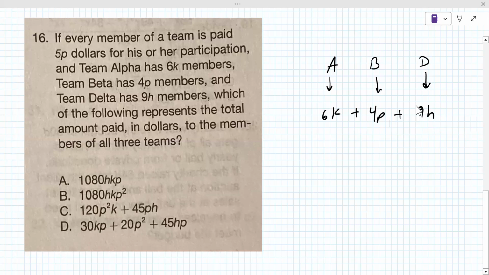So one of the things you might notice right away is there's only one answer where they're added together. C has 2 added together, but not all 3 of them. Now we can figure out where the other one comes from because each team is paid $5P. That means you're multiplying everything by 5P. So we did some problems like this a while back where you take what's on the outside and you distribute it to what's on the inside.